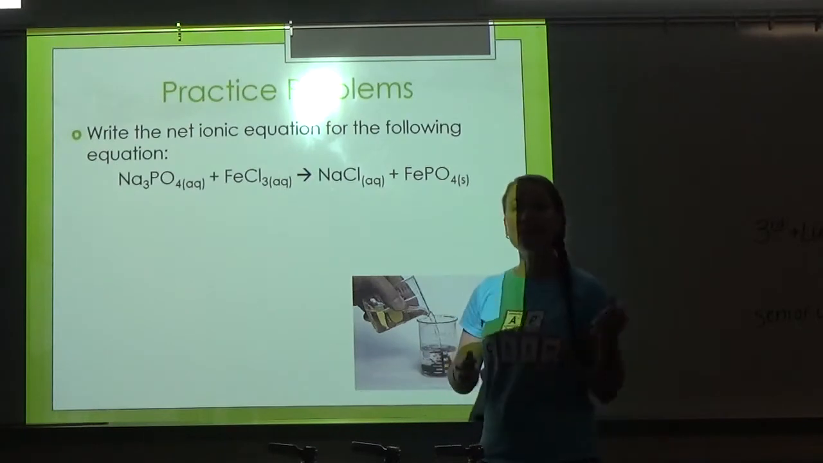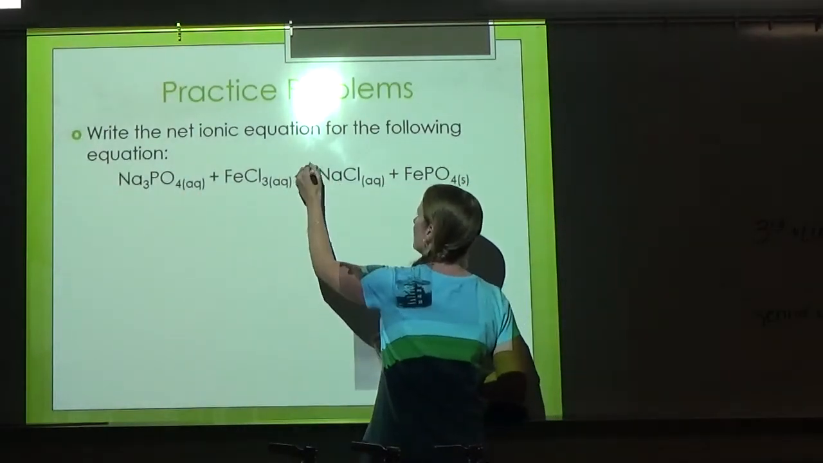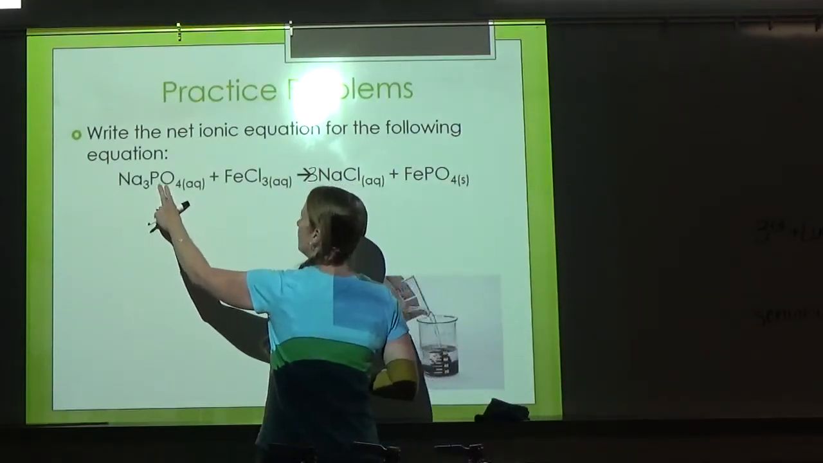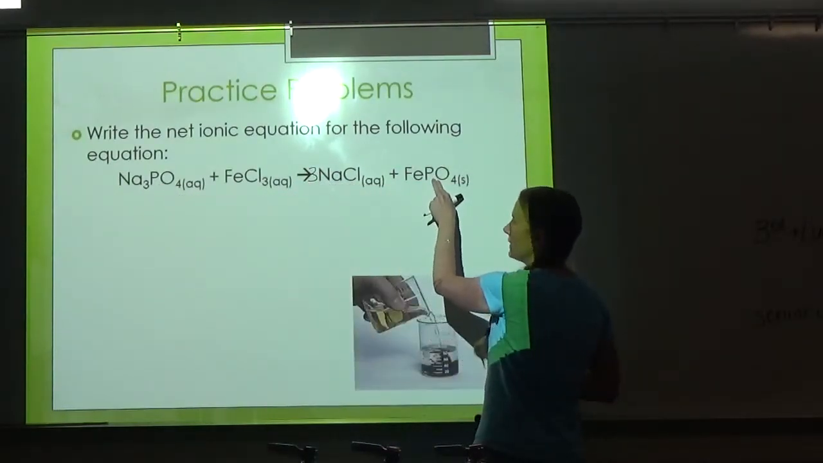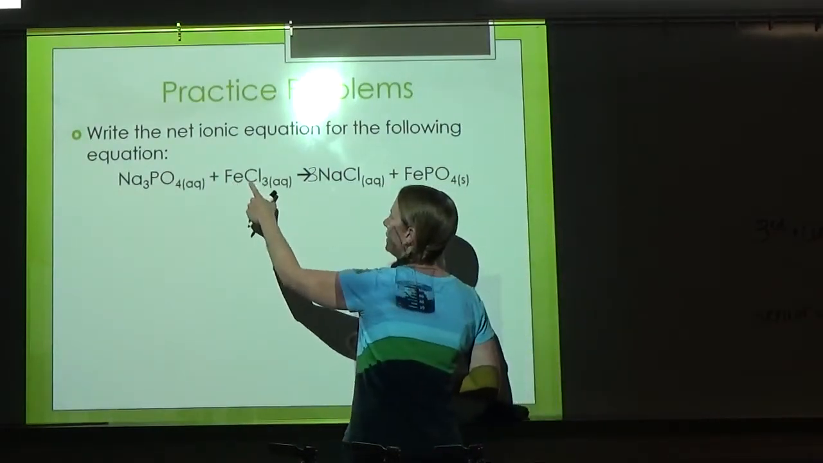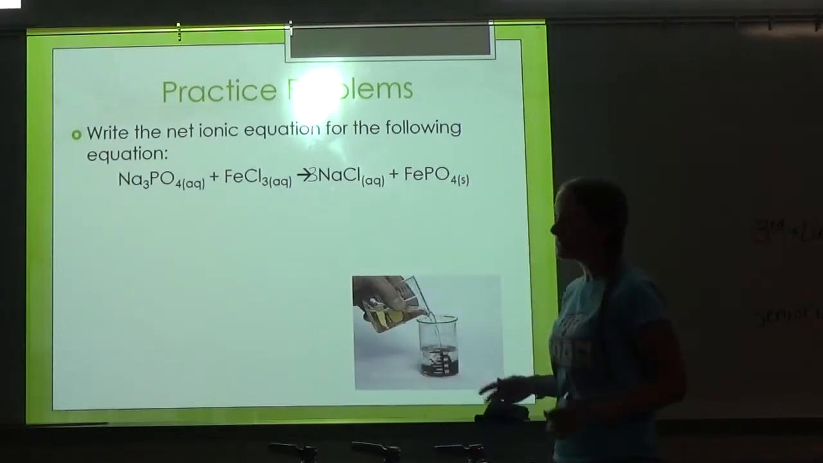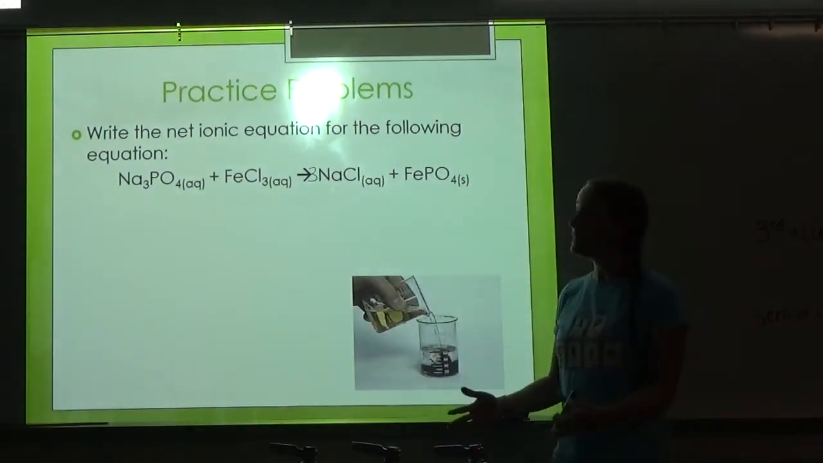So first step is I need to balance. So I have 3 sodium and 1 sodium, so I'll put a 3. I have 1 phosphate, PO4, 1 phosphate, PO4, 1 iron, 3 chloride, and 3 chloride. So everybody's balanced. So now let me figure out who my spectators are.